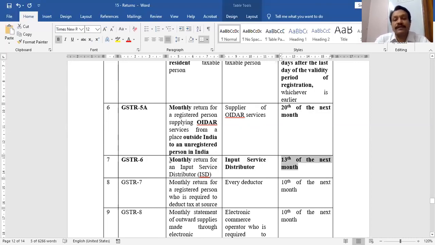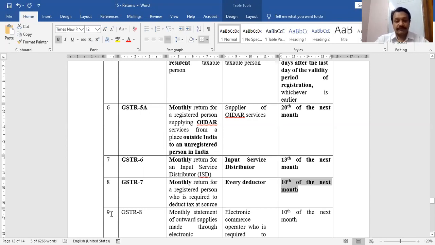We have covered the concept of Input Service Distributor in the chapter Input Tax Credit, section 20, distributing ITC. GSTR 7, again special person, deductors. If you remember, we have covered this chapter TDS. So it is also monthly information. Every deductor is not supposed to furnish GSTR 3B but has to furnish GSTR 7, 10th of next month.